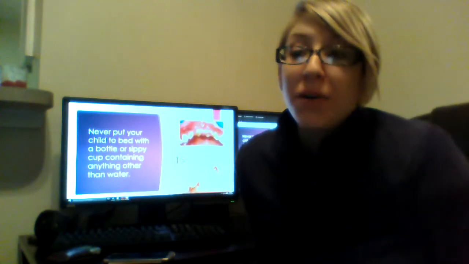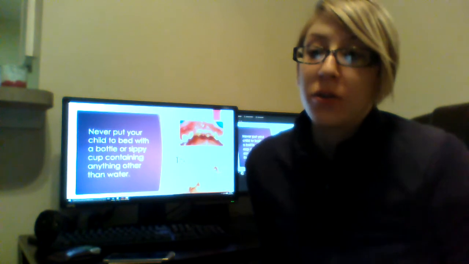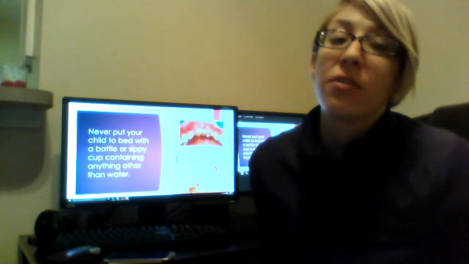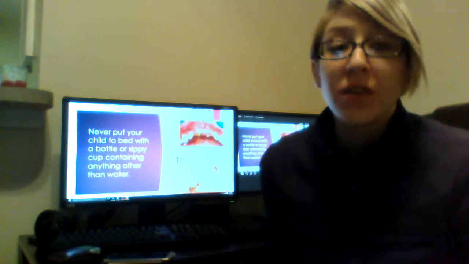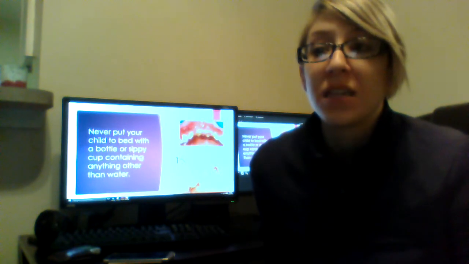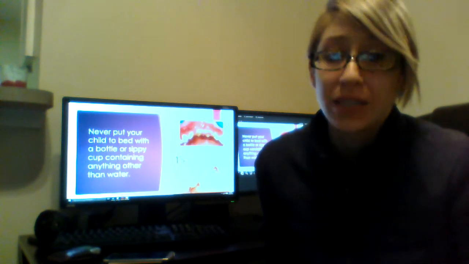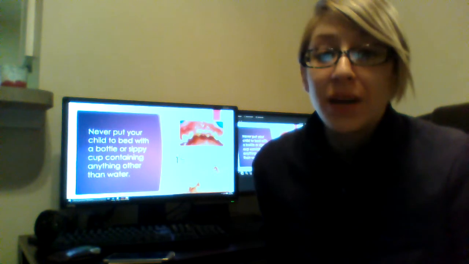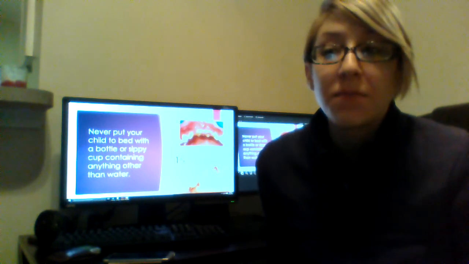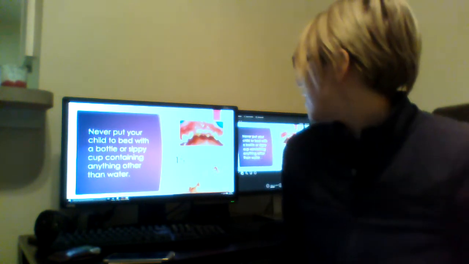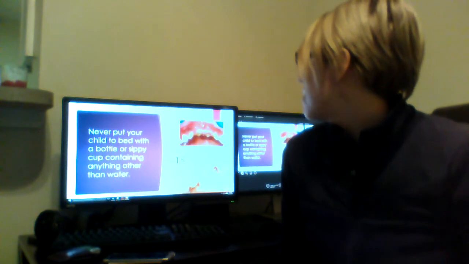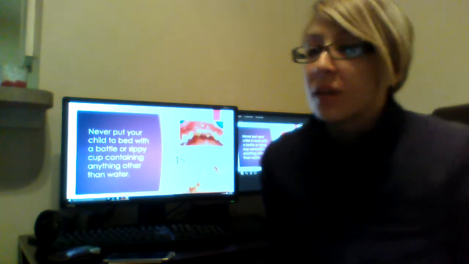All right, never put your child to bed with a bottle or sippy cup containing anything other than water. I know that a lot of toddlers request something to go to bed with. Babies request bottles to go to bed with. It's comforting, but you have to be careful. Children will develop baby bottle tooth decay. So baby bottle tooth decay, or bottle rot, is another common term for this.